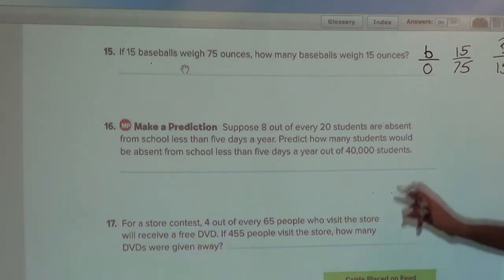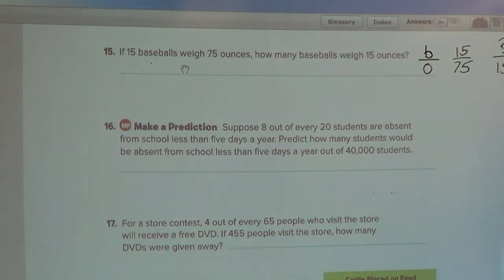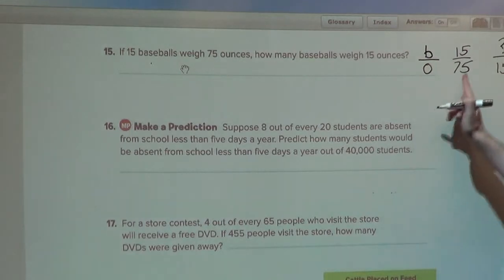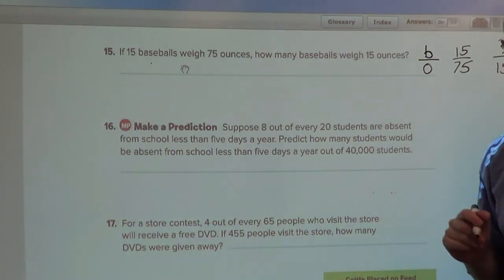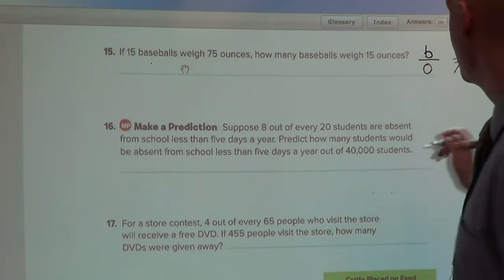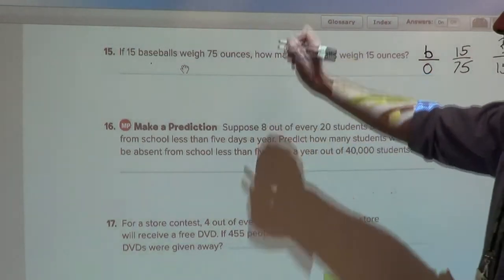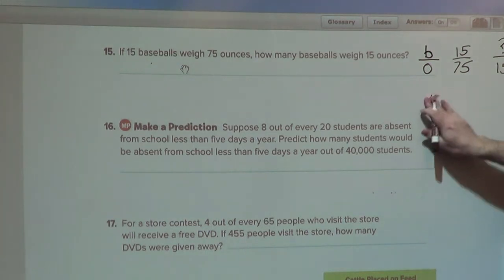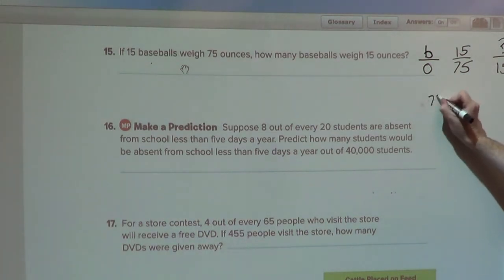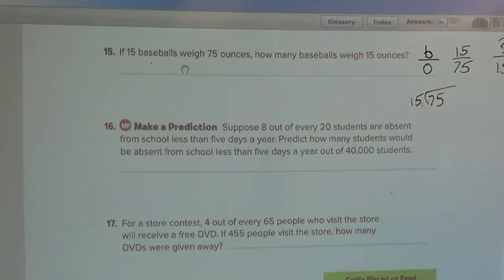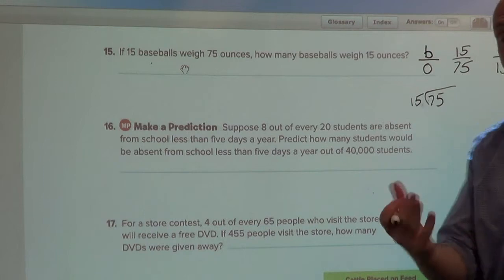So, 75 to 15. I know we're going down, so I'm going to try a little bit of division. I don't know exactly how many times 15 could go into 75, so we're just going to have to guess and check. I'm going to guess about 5. So I'm going to do my work. 75 on the inside, 15 on the outside. 15 goes into 75. I guessed 5.